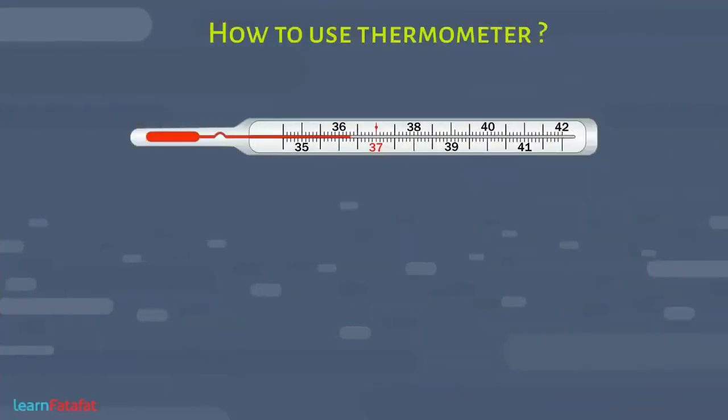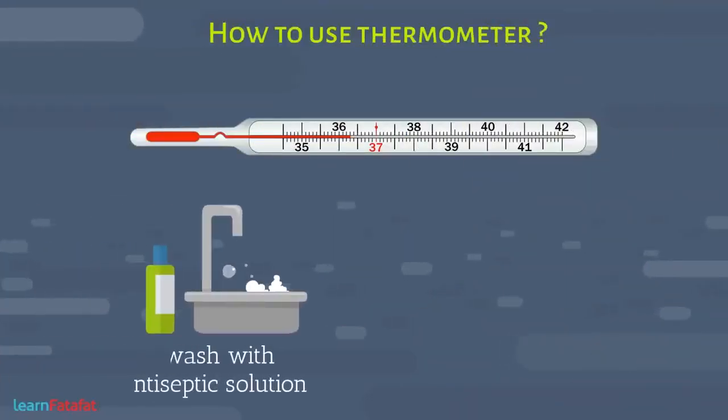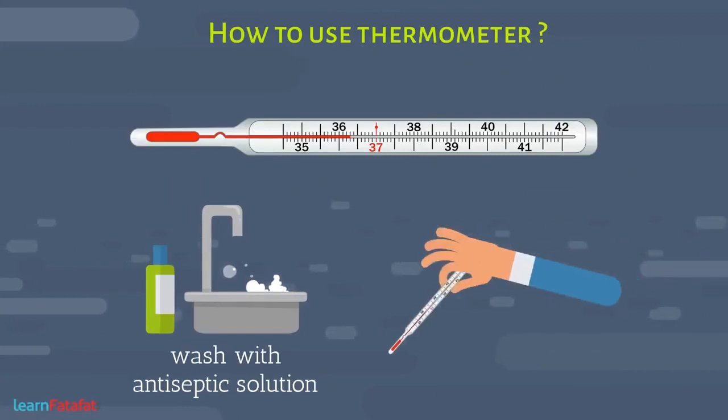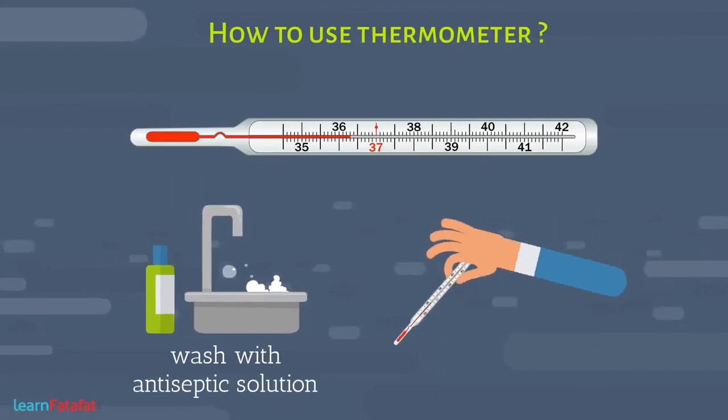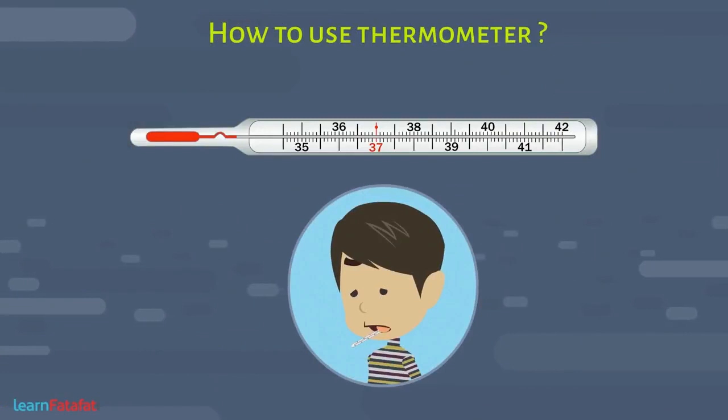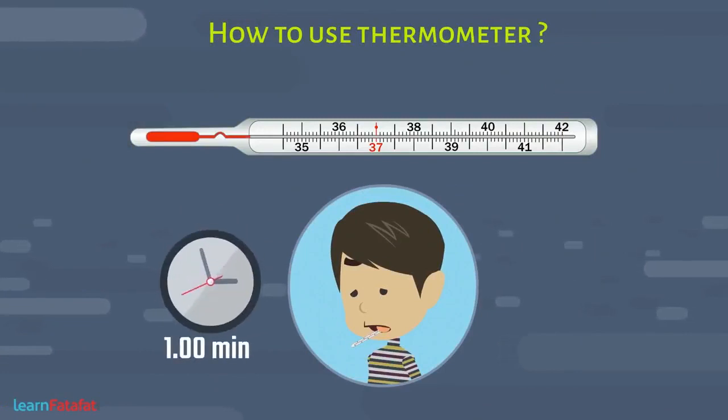How to use a thermometer? Before using thermometer, you should wash it with some antiseptic solution. Also, give some jerks to it so as to bring the mercury level below 35 degrees Celsius. Now, place the bulb of thermometer under your tongue. Keep it as it is for 1 minute and let the mercury expand in the tube.